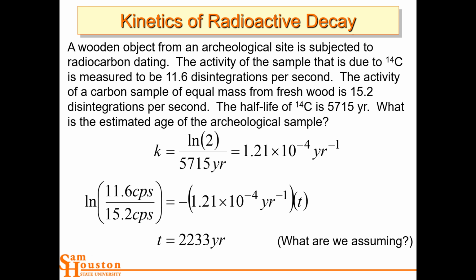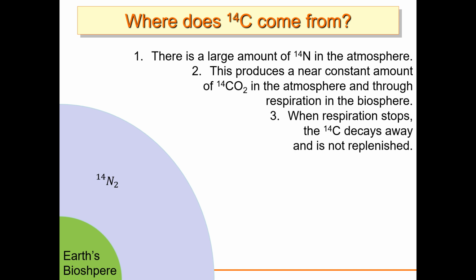Where does carbon-14 come from? This is a new slide. So if you've got the notes, this is not in there. So where does carbon-14 come from? You can draw this on a new sheet of paper if you want. There's a large amount of nitrogen in the atmosphere. Nitrogen's isotope, nitrogen-14, is the most abundant nitrogen isotope, and it's almost 100% nitrogen-14.